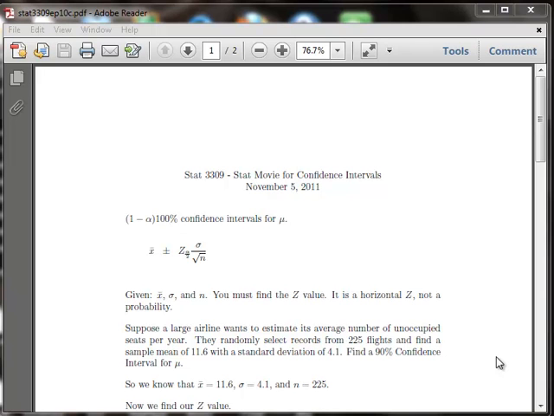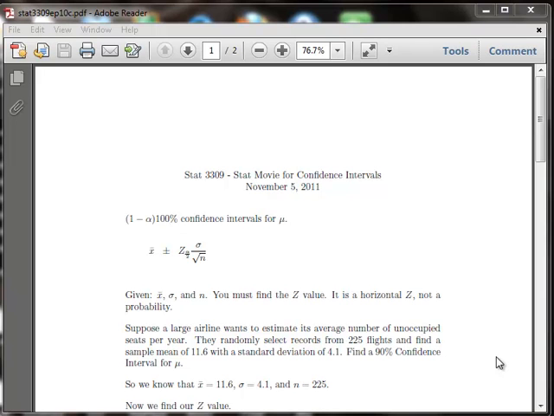Everybody, now it's time for a movie on confidence intervals. We've already seen different aspects of hypothesis testing. Now let's take a look at the confidence intervals. And we know that these are called 1 minus alpha times 100% confidence interval for mu.